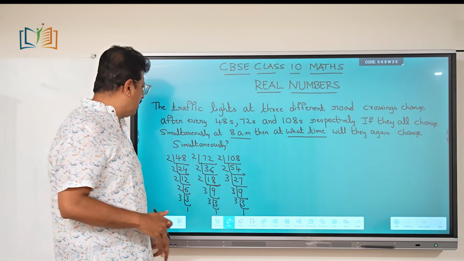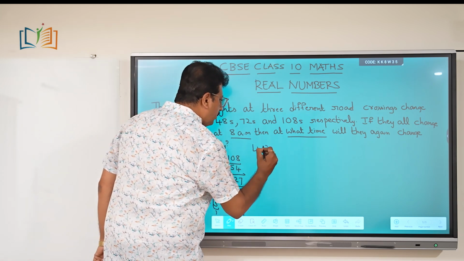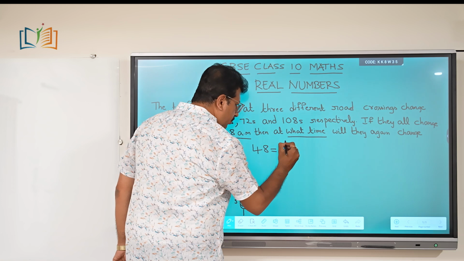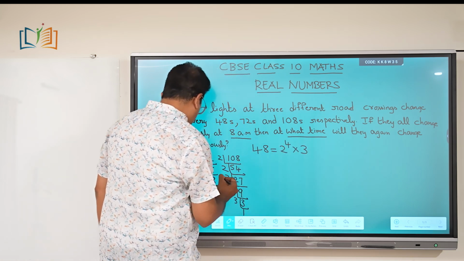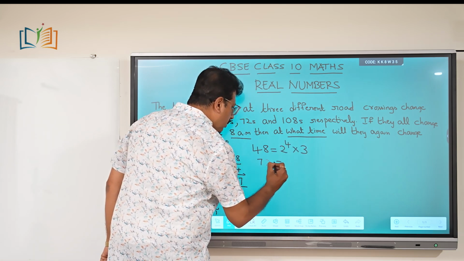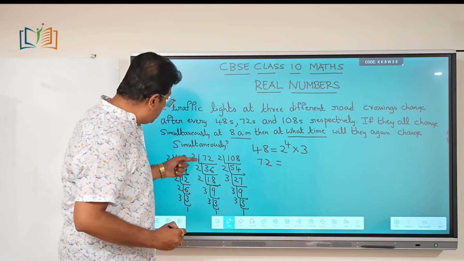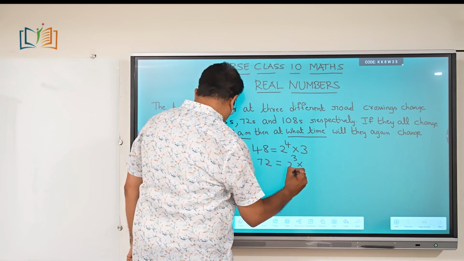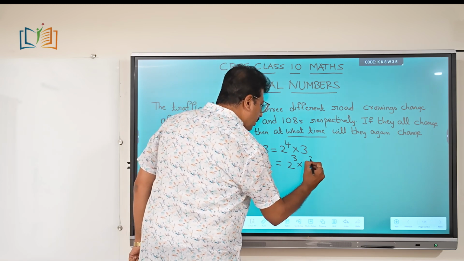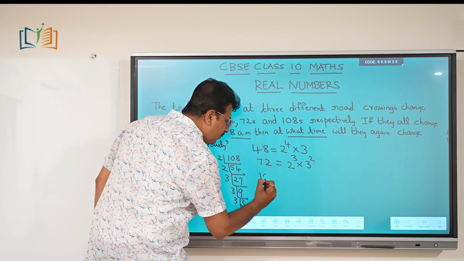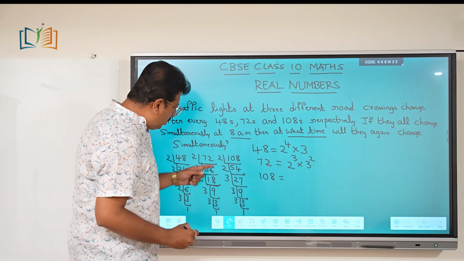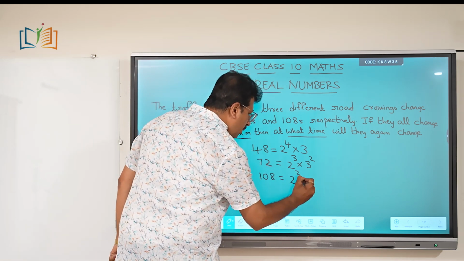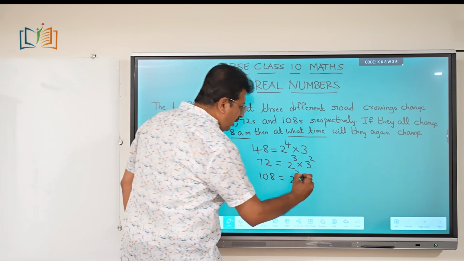So let us take that 48 here. 48 is 1, 2, 3, 4: that is 2 to the power of 4 into 3. And then 72. How many are there? 1, 2, 3. That is 2 cube into 3 square. Again 108: you have got 1, 2, 2 square into 1, 2, 3, 3 cube.